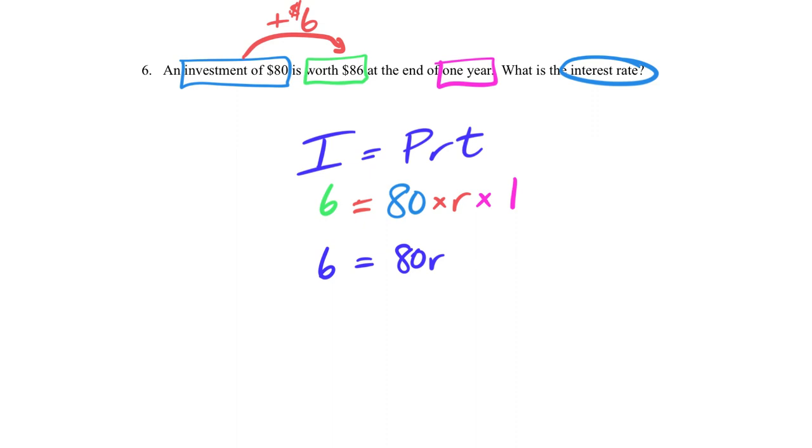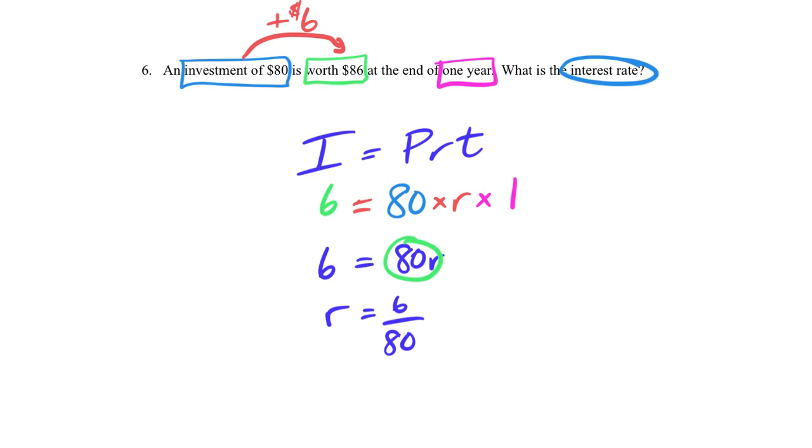How do you get rid of your times by 80? We should be good to divide that out. So the exact amount of that interest is 6 divided by 80. The only thing is we don't talk about it that way.